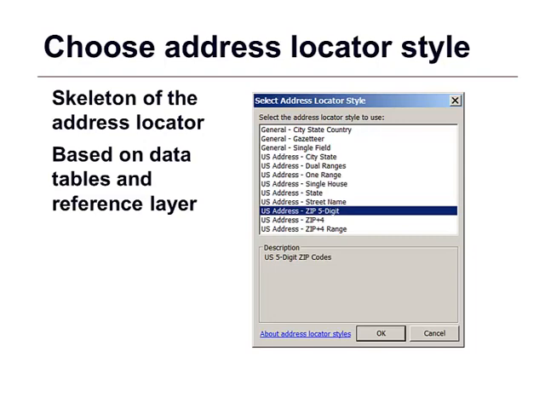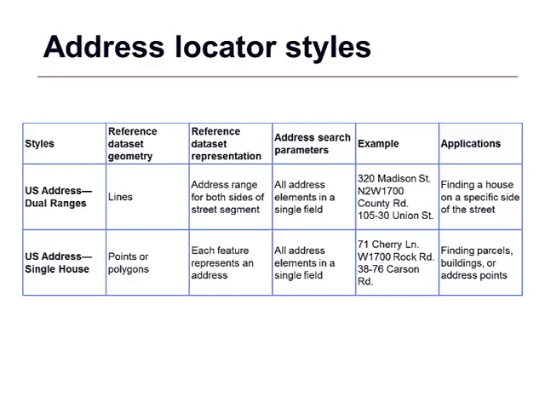Let's say that your data contains street addresses. There are two common address locator styles that ArcGIS uses, and I'd like to just briefly talk about these. The first style is called the US addresses dual ranges, and the other one is called US addresses single house. Now the dual ranges style is using a line data set. So for instance, if you download the Tiger files that contain lines, you would probably use this style. Or if you got the street center lines from a local jurisdiction, you would probably use this style.